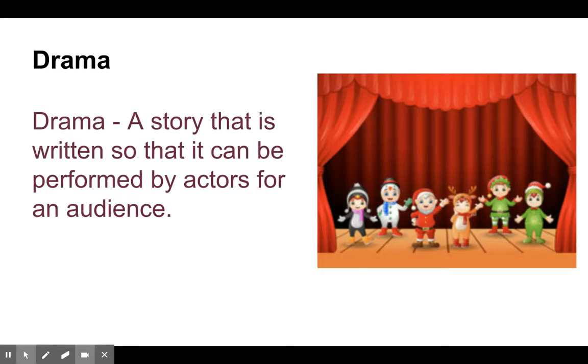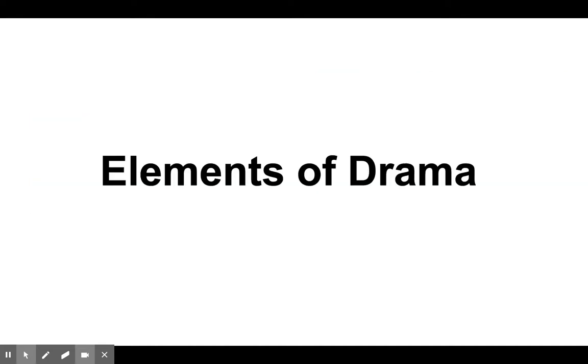Drama is a story that is written so that it can be performed by actors for an audience. That's just like a play that you might see at a theater or a school drama performed by students at a school. Now, to understand drama, we're going to break it down into some of its common elements, things that you'll notice anytime that you see or read a play.